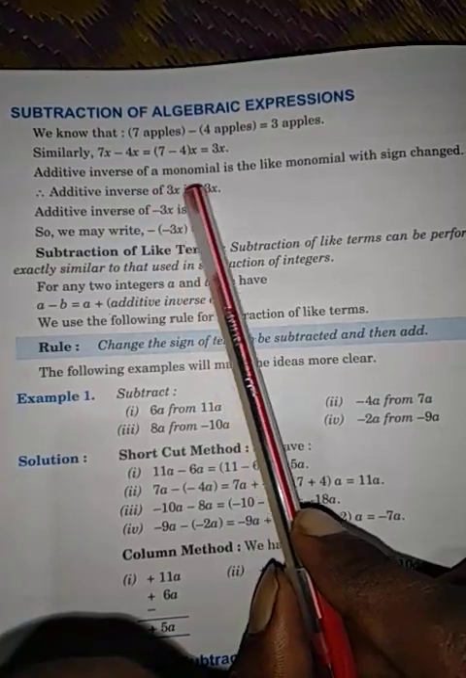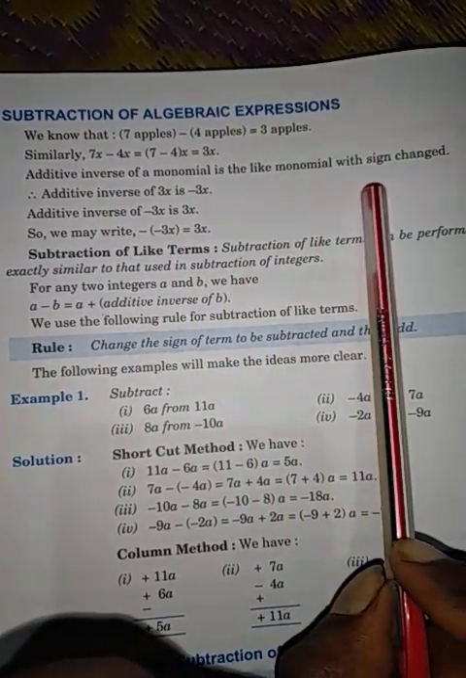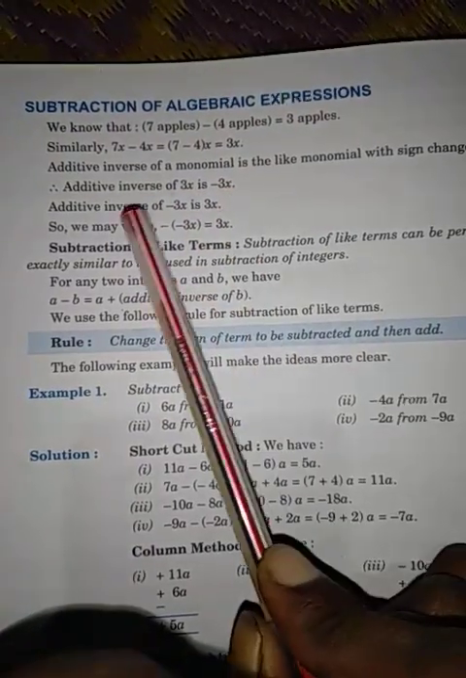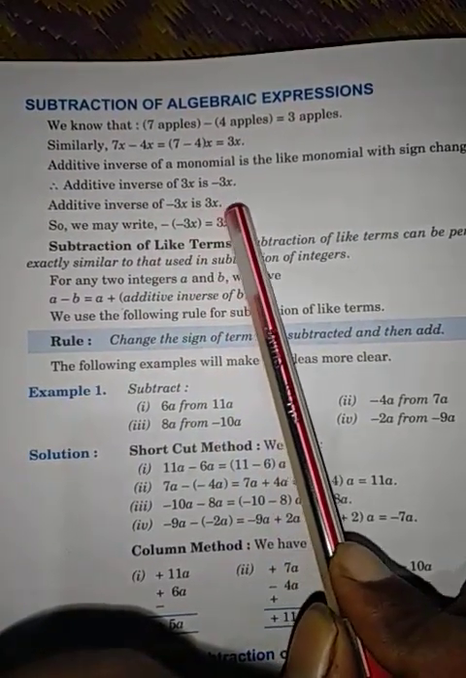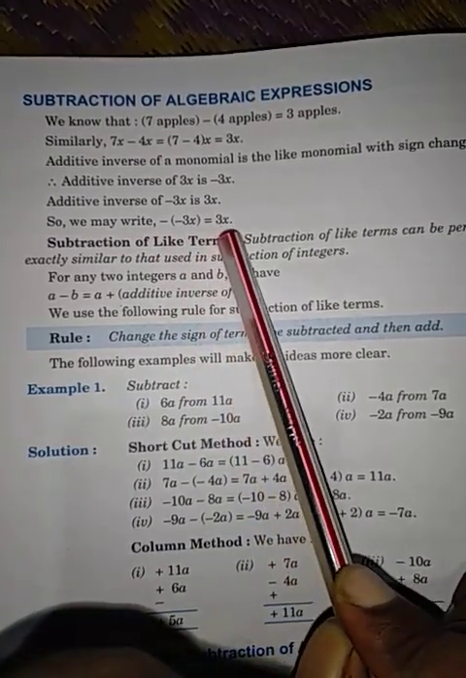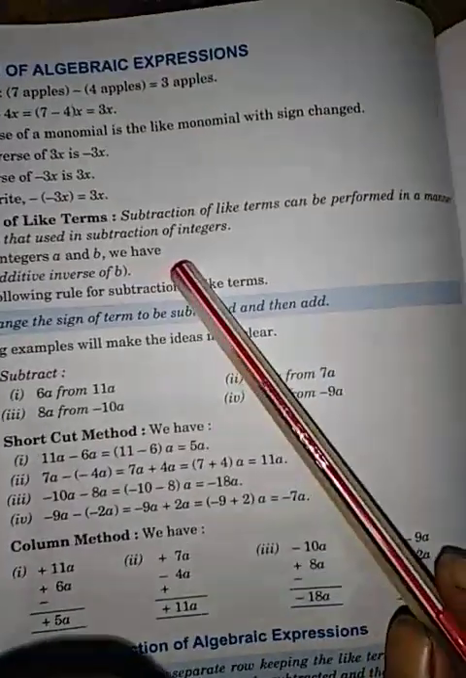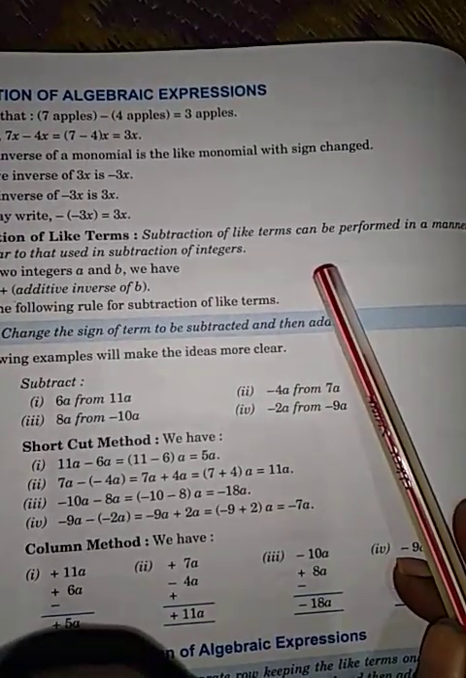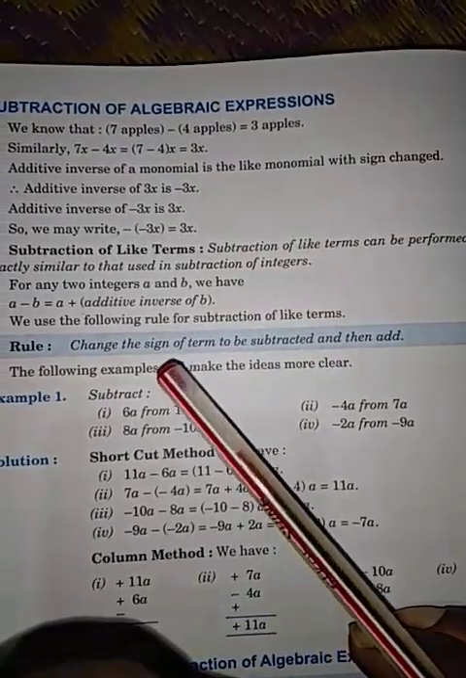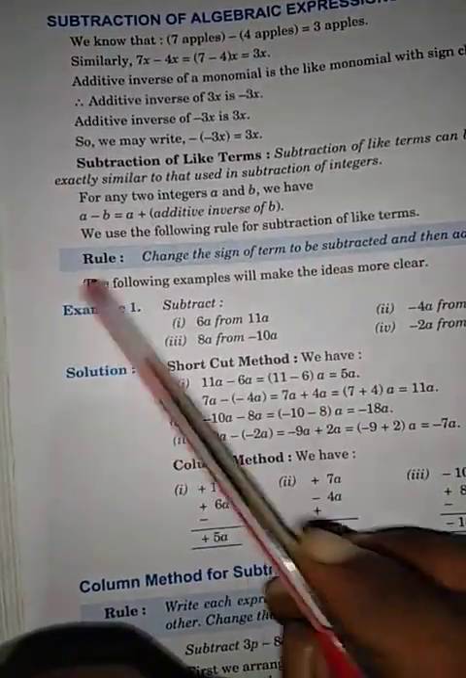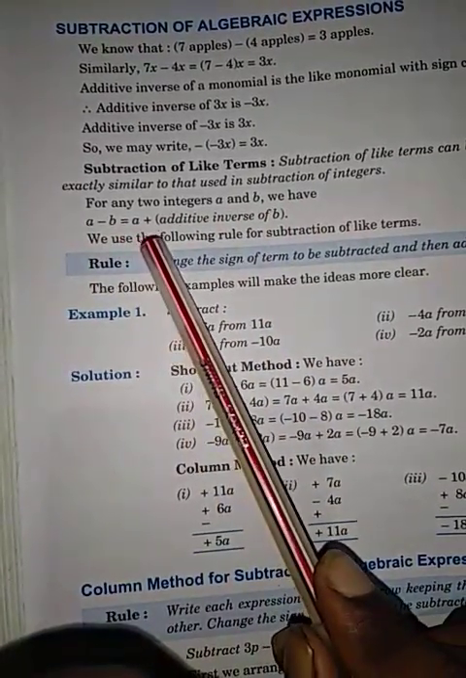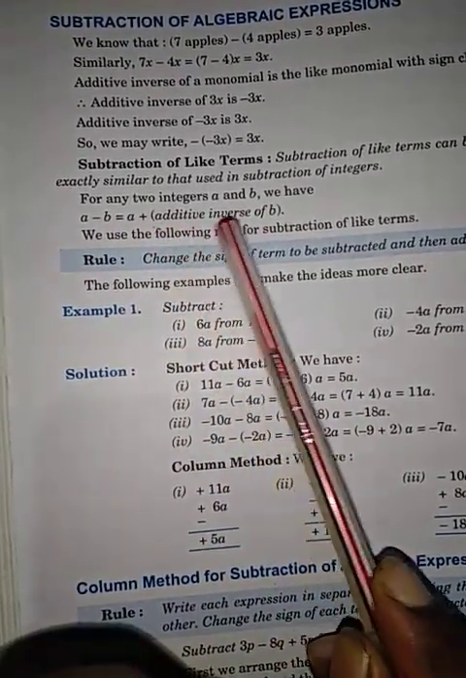So the additive inverse of a monomial is the like monomial with sign changed. The additive inverse of 3x is minus 3x. The additive inverse of minus 3x is 3x. So we write minus into minus 3x is equal to 3x. Subtraction of like terms can be performed in a manner exactly similar to that used in subtraction of integers. For any two integers a and b, we have a minus b is equal to a plus the additive inverse of b.